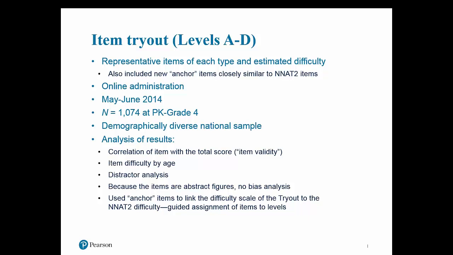It was a demographically diverse national sample. We basically were looking in the analysis of results primarily at the validity of each item, that is, its correlation with the total score. In other words, asking the question, does this item measure well the same thing that the total test is measuring? We also were looking at item difficulty by age and looking at the performance of all of the incorrect options, the distractors on the items.